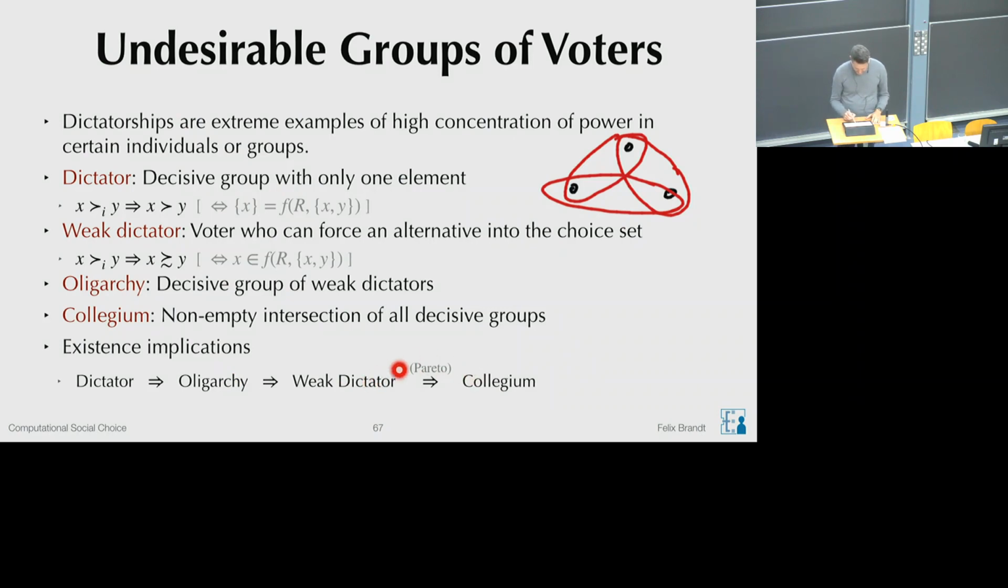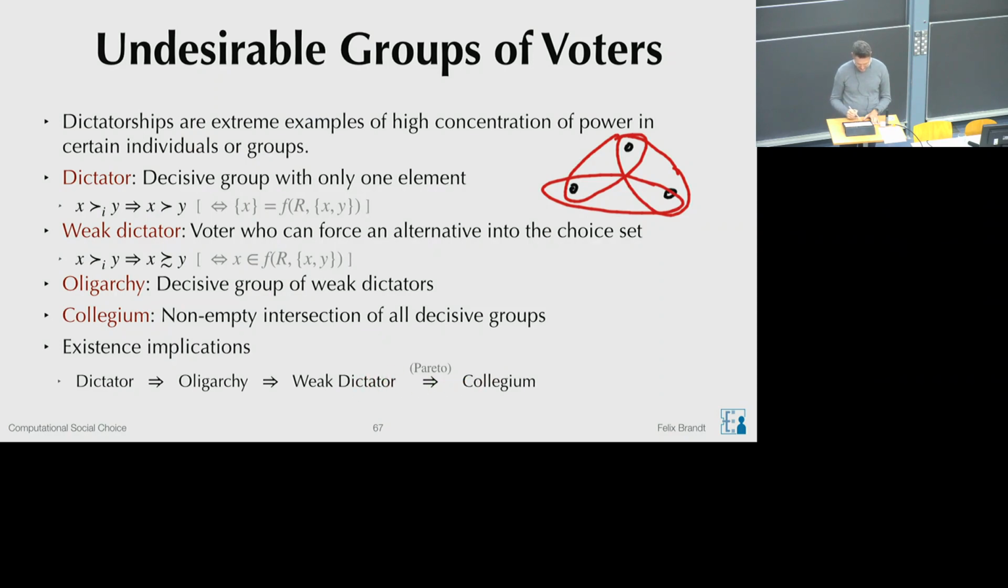So for this, you need that a weak dictator has to be contained in all decisive sets, if there is a decisive set. Okay, so once you have understood this, that a weak dictator has to be contained in all decisive sets whenever there is one, then you can show this implication here.